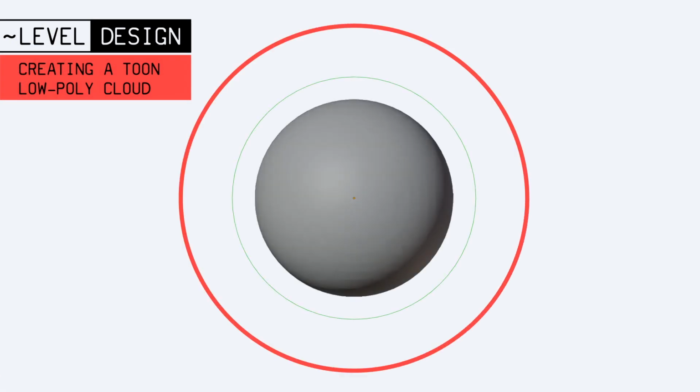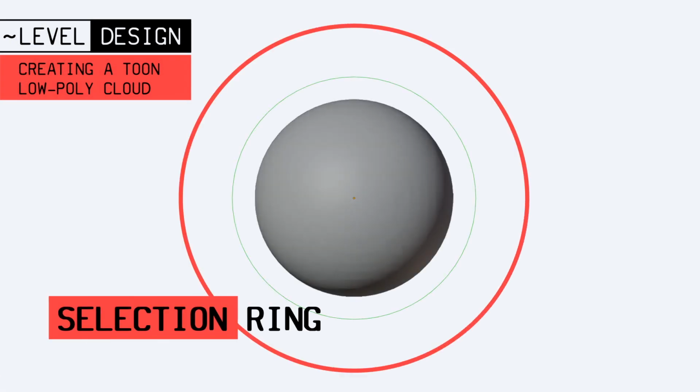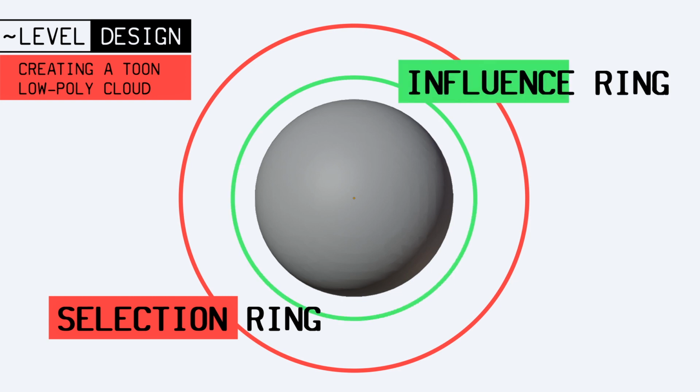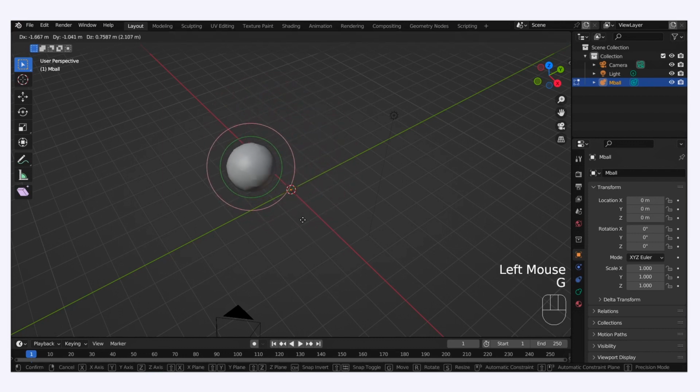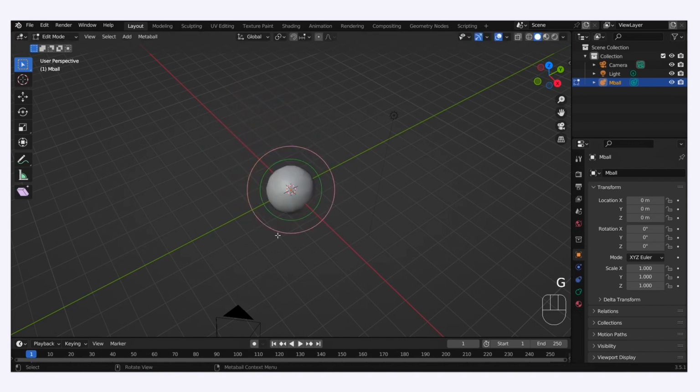The larger red circle is a selection ring. It's what you need to click to select this subcomponent of the metaball object and be able to transform it in various ways. The smaller green circle inside represents the influence of this sphere, which we'll talk about in just a second. Now, of course, if we are in edit mode and we select our basic ball, we can then use G to grab it and move it around like we do with normal meshes or curve points.